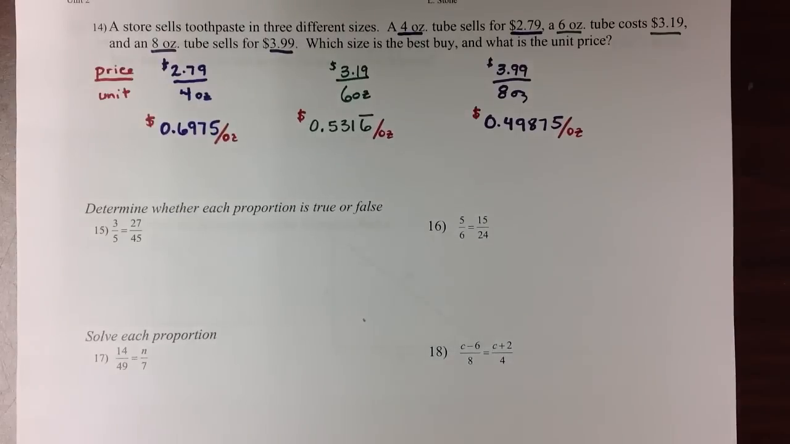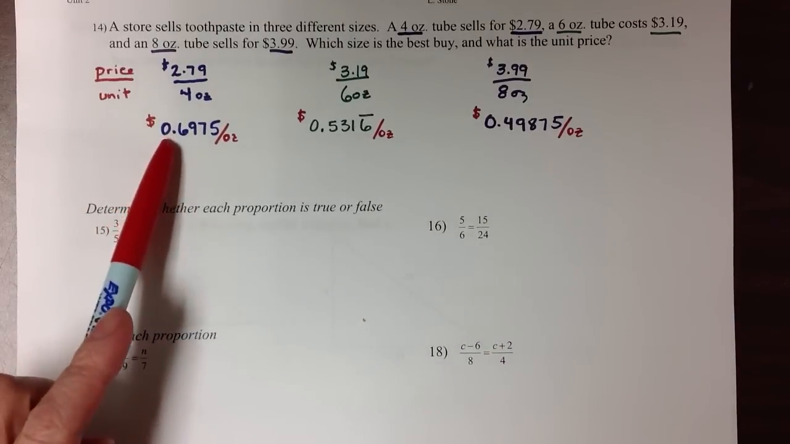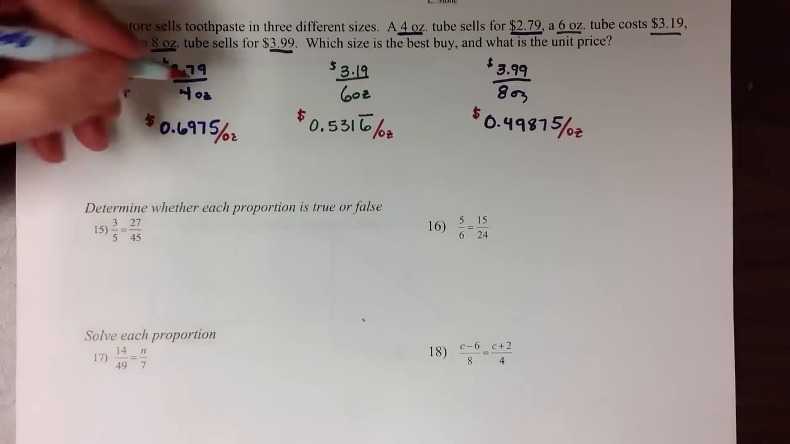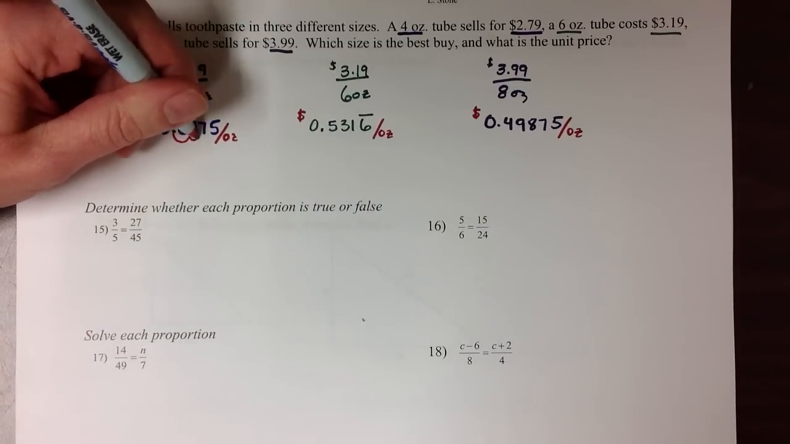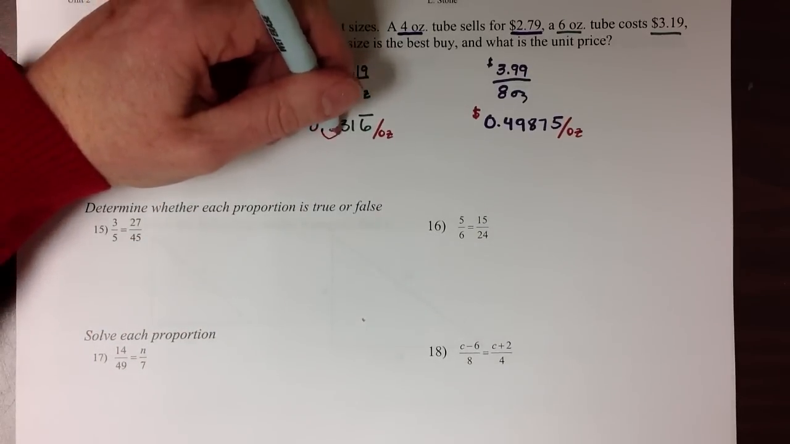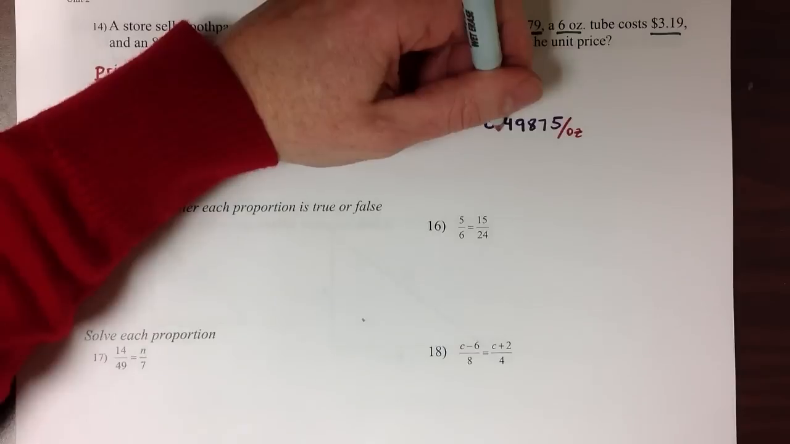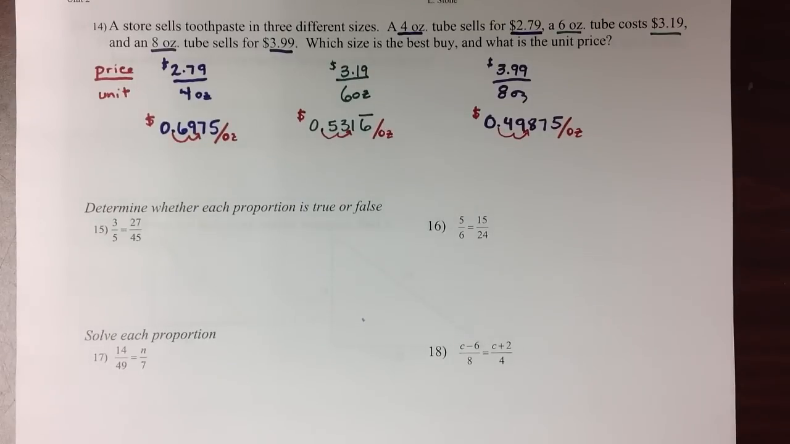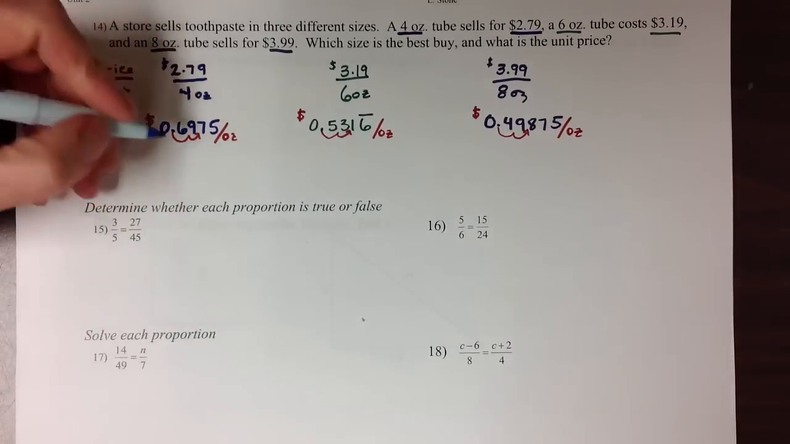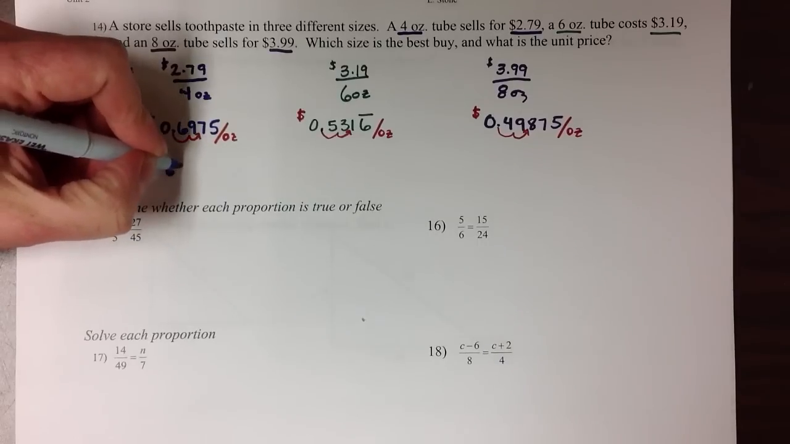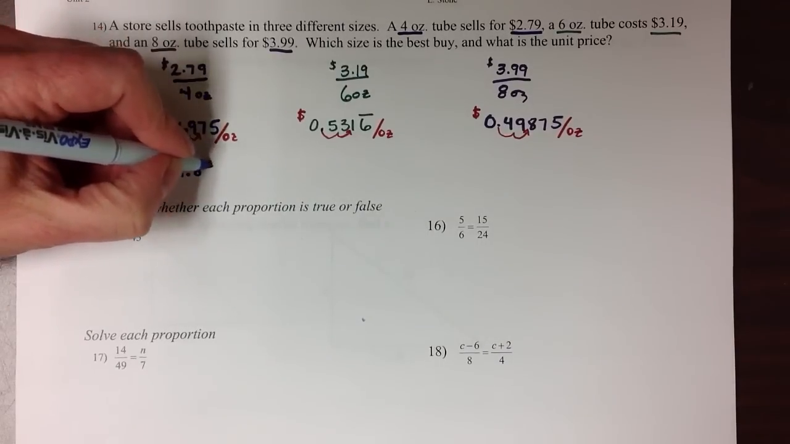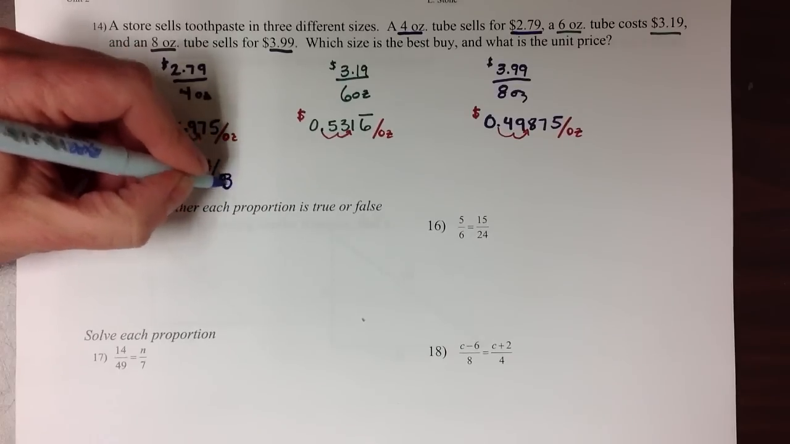But it may be easier to interpret this information if we change this into pennies or into cents. So in order to change it to pennies, I'm going to be moving the decimal 2 places to the right. Since there are 100 pennies in a dollar, I'm basically multiplying each of these units by 100. That makes my first tube of toothpaste 69, and we'll go ahead and round to the nearest tenth at this point, 69.8 cents per ounce.